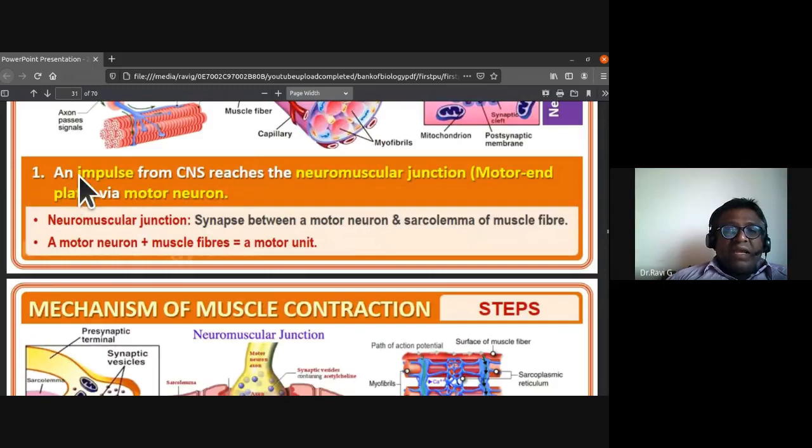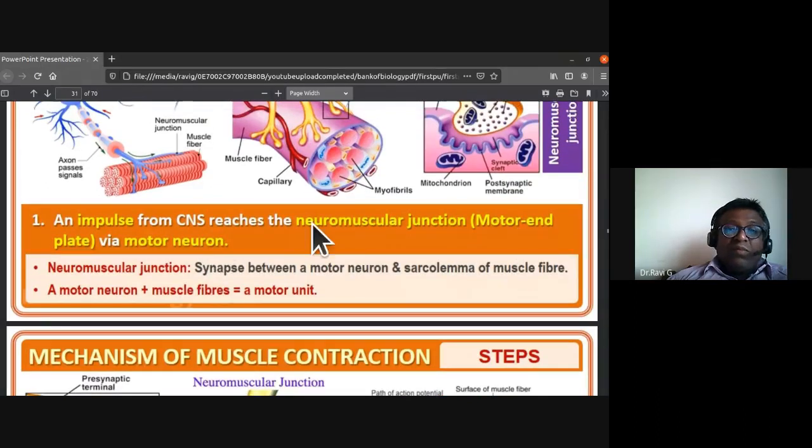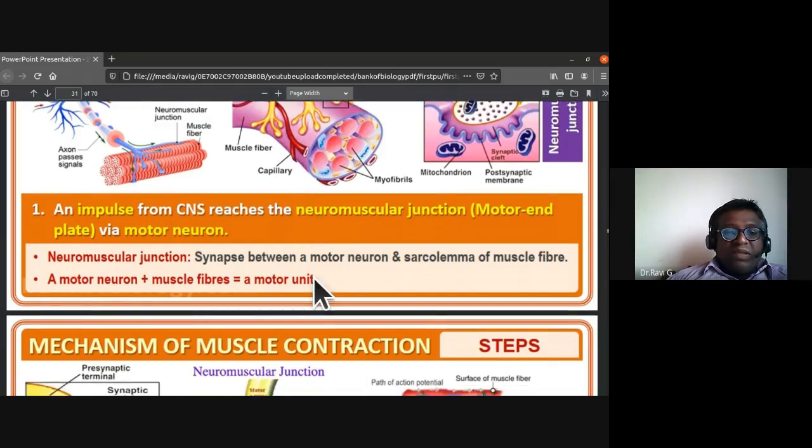So an impulse from the CNS, the central nervous system, reaches the neuromuscular junction via a motor neuron. An impulse is received from the central nervous system and it reaches the neuromuscular junction via the motor neuron. Okay, that is the first step.